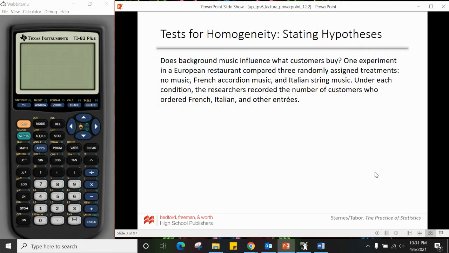So this is a question that we're going to explore. Does background music influence what consumers buy? One experiment in a European restaurant compared three randomly assigned treatments: no music, French accordion music, and Italian string music. Under each condition, the researchers recorded the number of customers who ordered French, Italian, and other entrees.